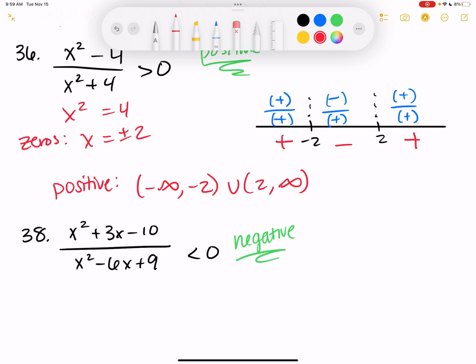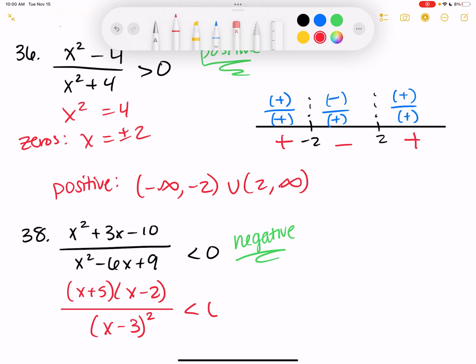I need to factor first, so what would this top factor into? Factors of 10 that give you 3x: x plus 5, x minus 2. You got it right. Now, the bottom is a perfect square trinomial, so x minus 3 and x minus 3, or x minus 3 squared.